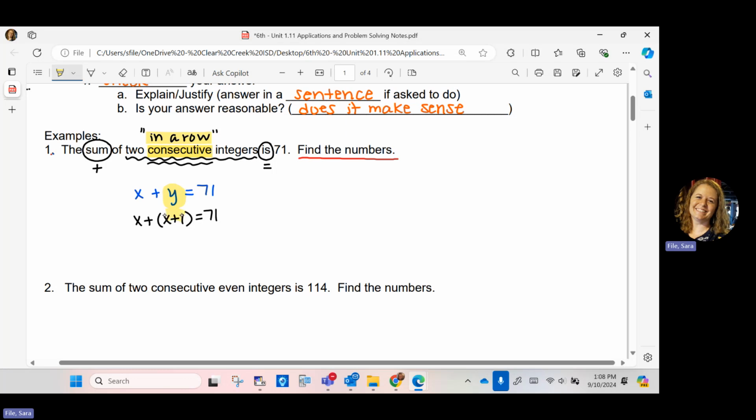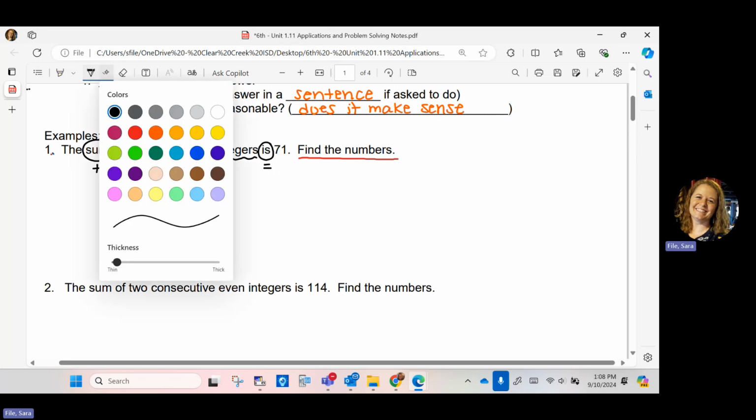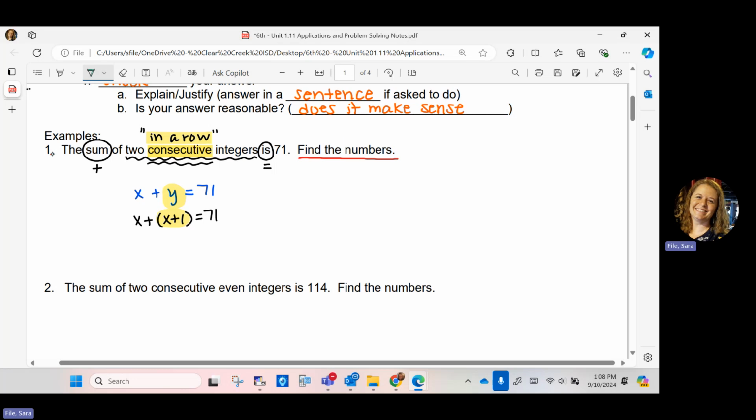So I make that substitution. I replace Y with X plus 1. Now I only have one variable, X. So now I can solve this, and I'm going to do it by simplifying on the left side.